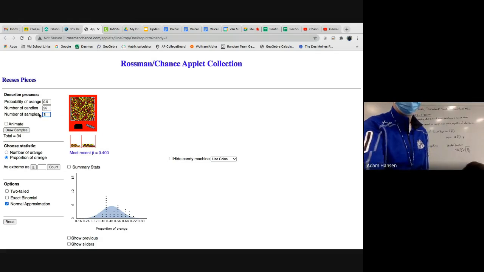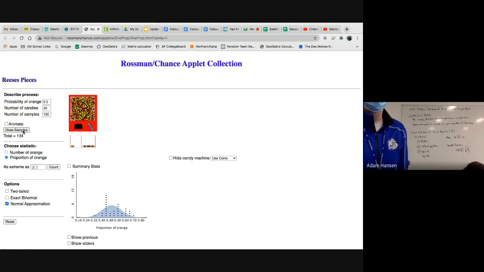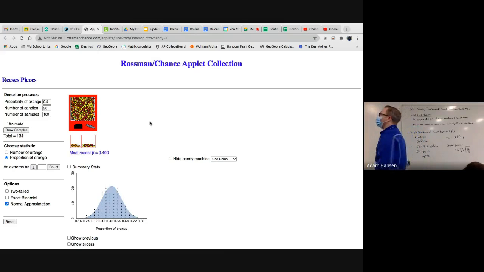Let me try 100 here. It takes 100 samples, and on the histogram, it's going to plot the different p hat, the different proportion of orange candies in each of the samples on my distribution. So as I select more and more random samples from this population, as I select more and more different 25 candy samples from the candy machine, and record the sample proportion p hat, what part of my 25 candy samples were orange, it follows a normal approximation. Does that sound right?